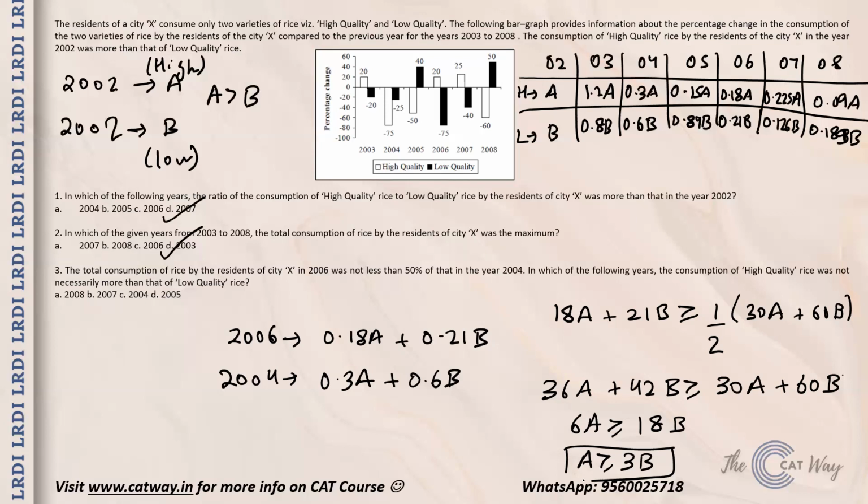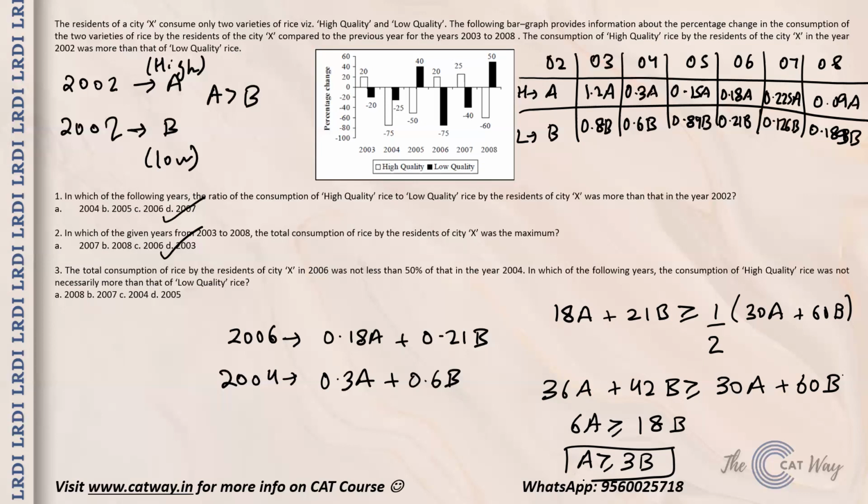Talk about 2007. 2007 is 0.225a. When you write a as 3b, you get 0.225 times 3, that is 0.675b, which is definitely greater than 0.126b. Talk about 2004, you have 0.3a, which will be multiplied by 3. So you have 2.7b in 2004 for high quality, and low quality is 0.6b.